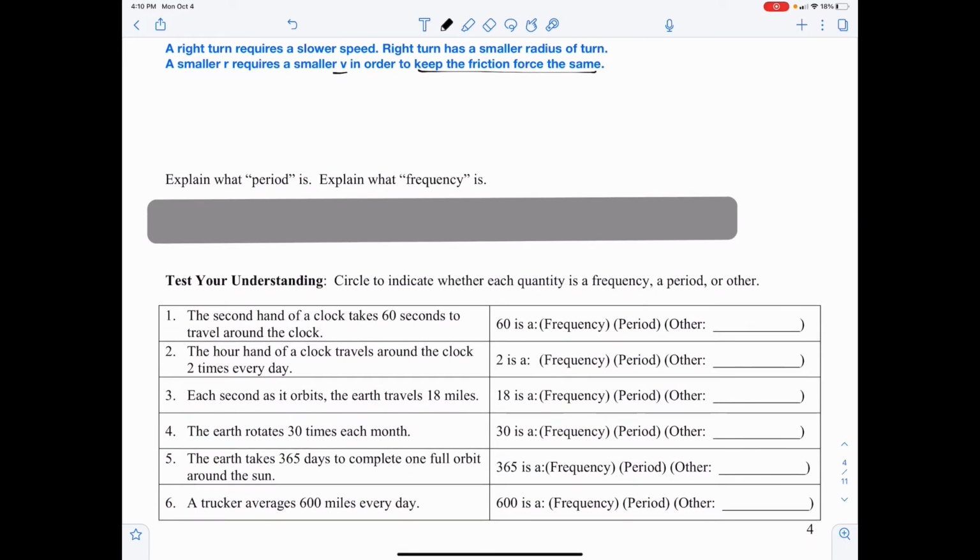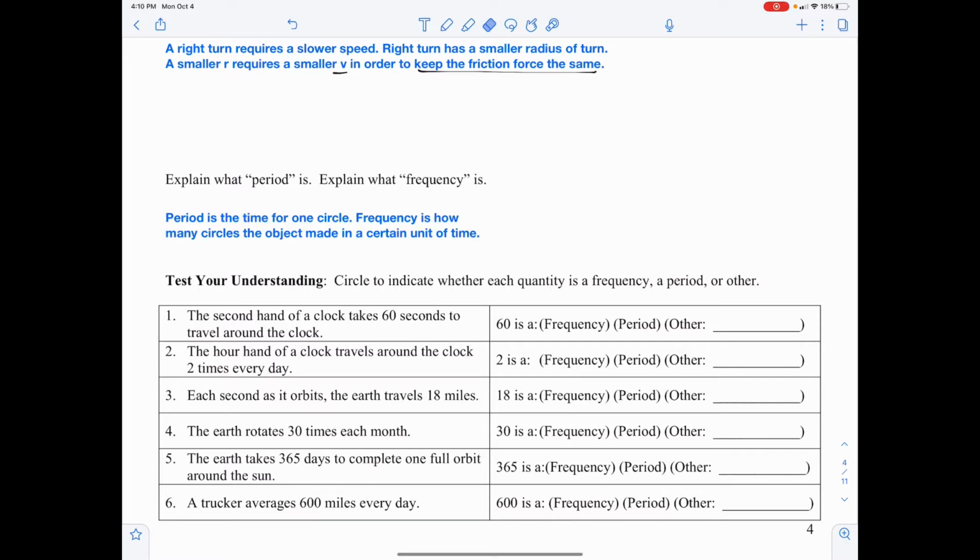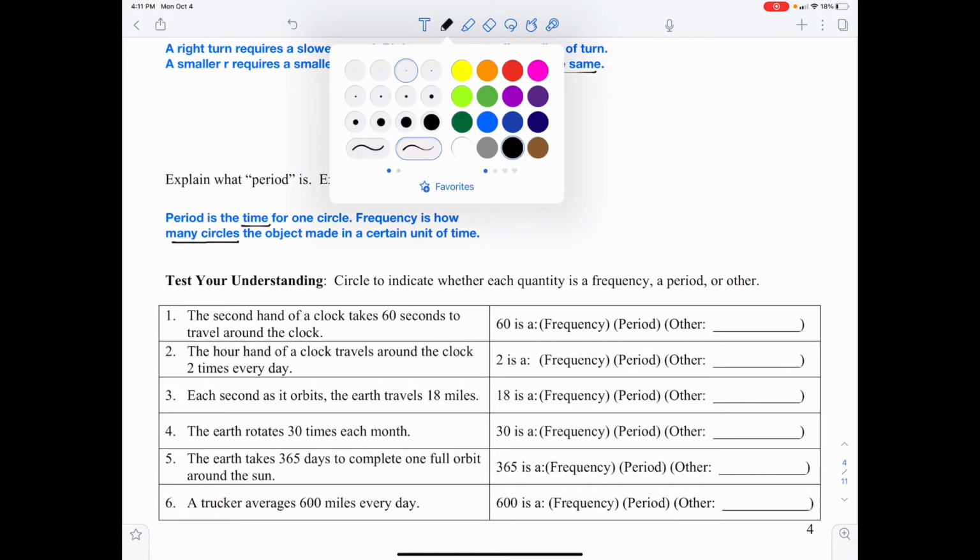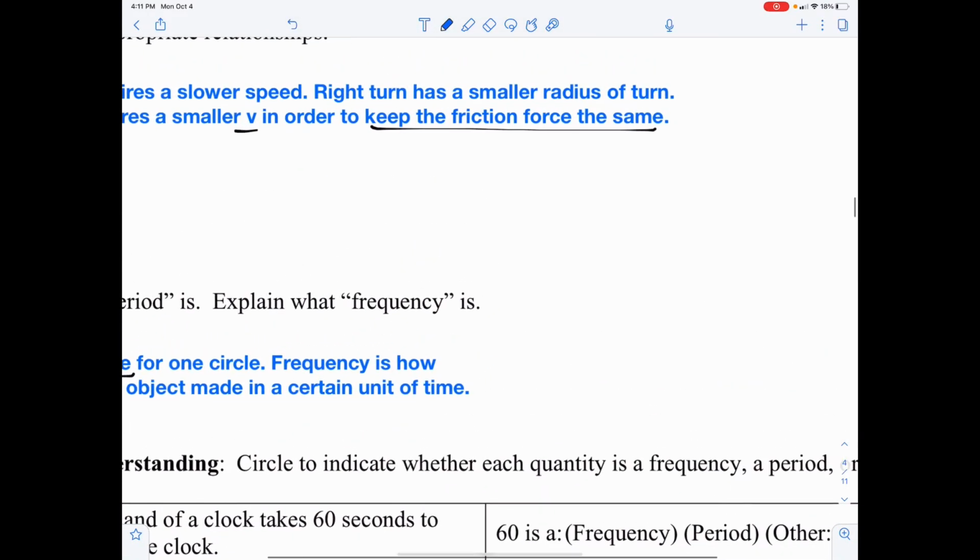Explain what period is. Explain what frequency is. Well, period is the time it takes for one cycle. Frequency is how many cycles are made in that unit of time. We can express this a different way. The variable for period is a capital T, because it is a very specific time measurement. The units for it would be seconds per cycle.